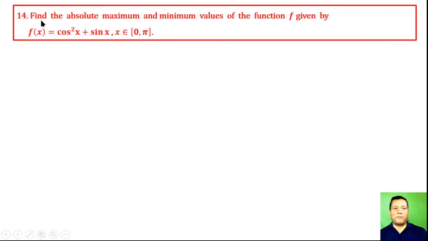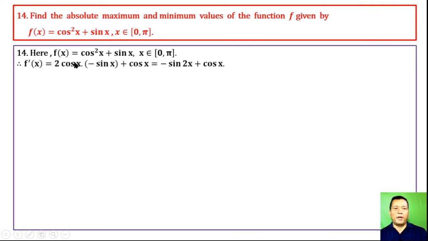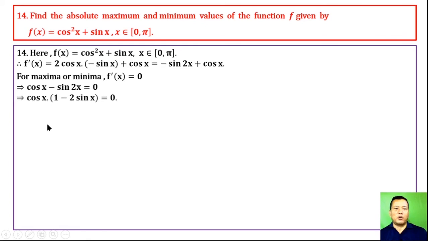Question number 14. Find the absolute maximum and minimum values of the function f given by this in the closed interval 0 to pi. Here f of x is this, its derivative is this. For maxima or minima, put f dash x equal to 0, we get this. Solving, cos x times of this, cos x is equal to 0, sin x is half. Solving, x equal to pi by 2 or x equal to pi by 6.